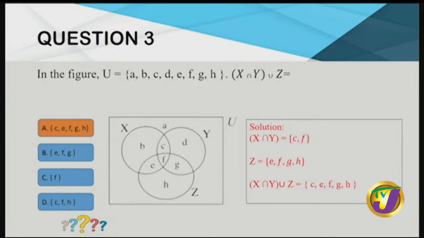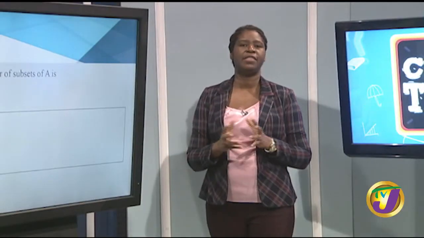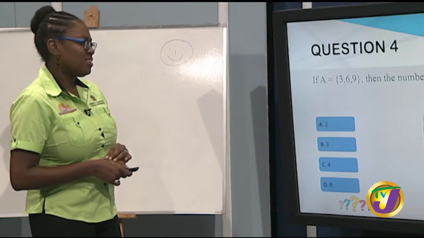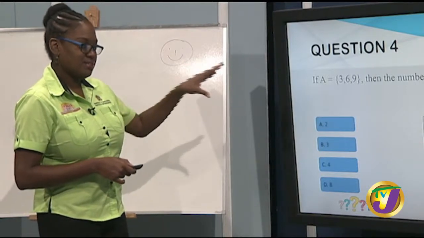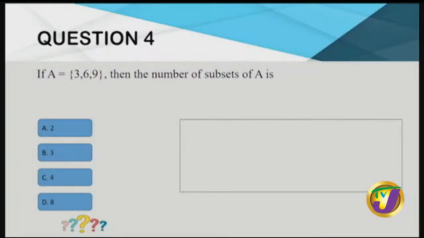If set A contains the elements 3, 6, 9, then the number of subsets of A would be? When we talk about subsets, we're talking about sets that are a part of or coming from a larger set. So, Nikisha, what sets can we get from this given set, set A? Currently set A consists of 3 elements, and we want to know how many other subsets, smaller sets, we can get from set A.